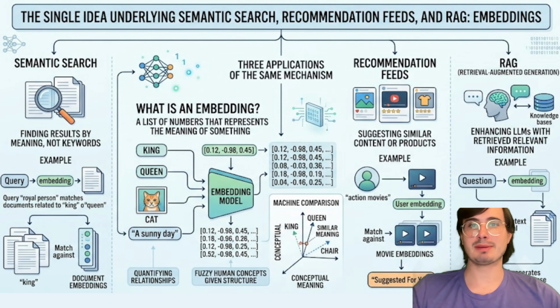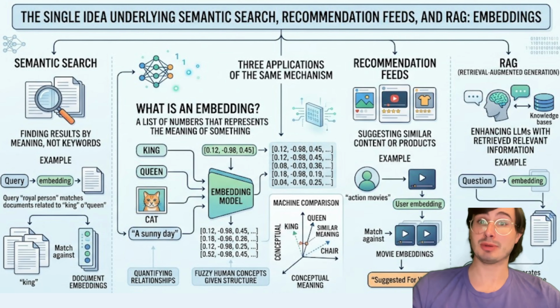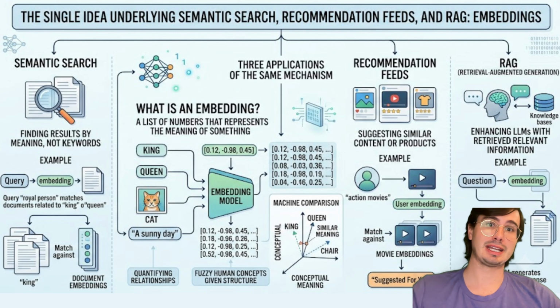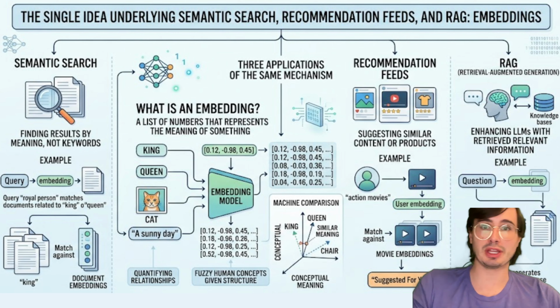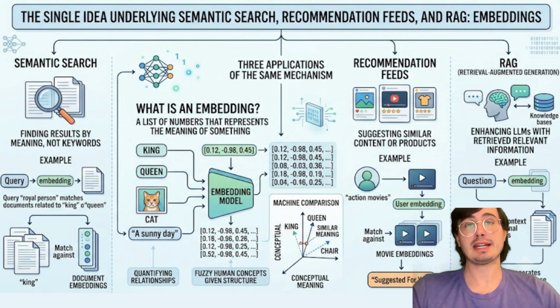So if you've seen any of my other modeling videos, you're very familiar, right? We're going to take a fuzzy human concept and give it a structure that a machine can work with. So build this up from zero, right? And without further ado, let's get into it and figure out exactly how embeddings are made and what they're used for.